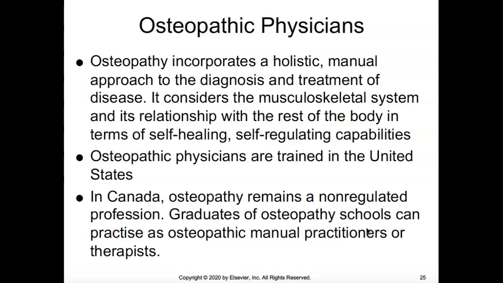Osteopaths. Osteopathy incorporates a holistic manual approach to diagnosis and treatment. It's considered musculoskeletal system and its relationship to the body. Osteopathic physicians are trained in the United States. In Canada, it remains an unregulated profession, right? And graduates of osteopathy schools can practice as manual practitioners or therapists.